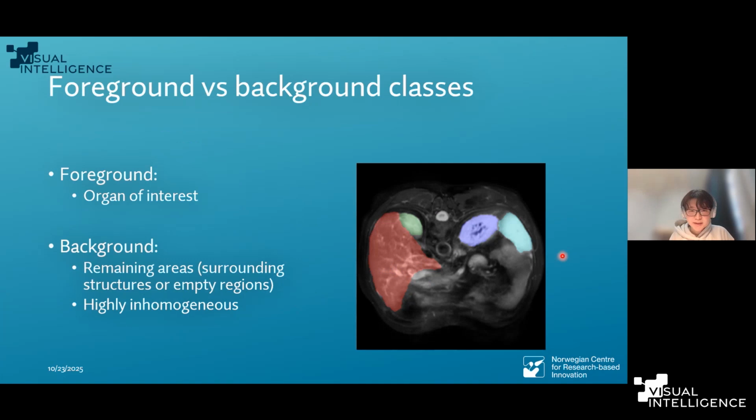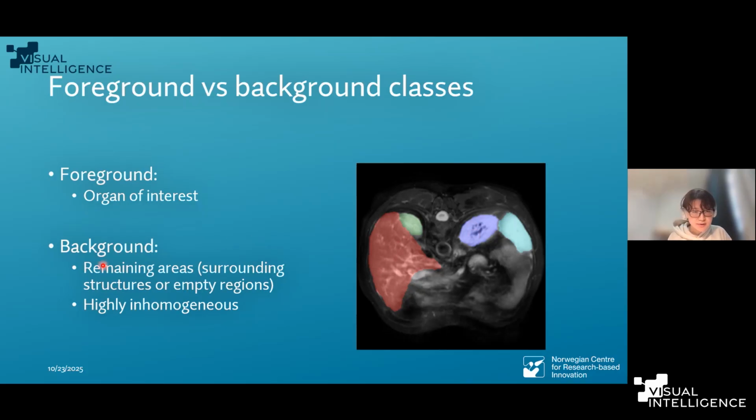In medical imaging, the foreground class usually refers to the target organ of interest. So for instance, in this image, the foreground class would represent maybe this region or this region. In a binary segmentation setting, we would only have one foreground class, but in a multi-class segmentation setting, we will have multiple foreground classes.